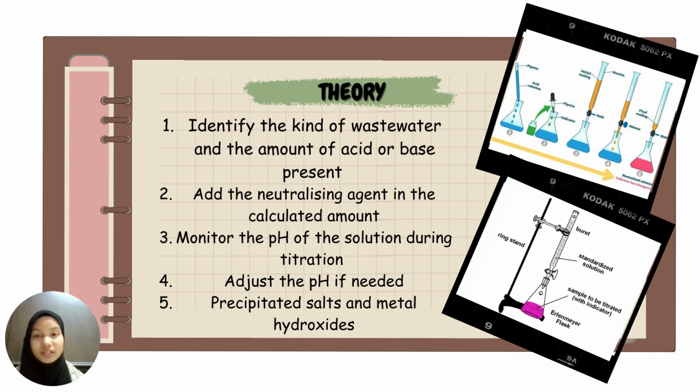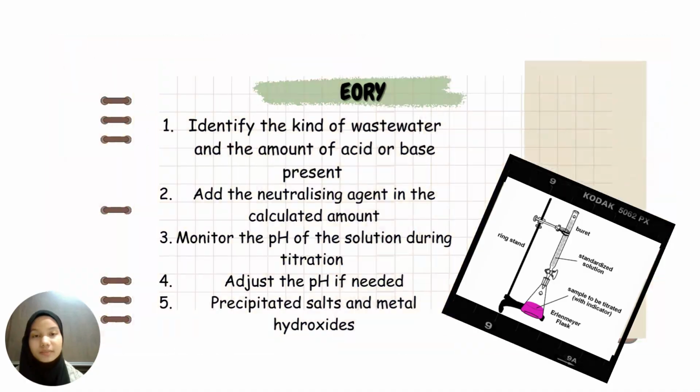And then, during the titration, the pH of the solution is closely monitored to determine the equivalence point where the acid and base are completely neutralized. The pH at this point will depend on the strength of the acid and base involved. If needed, additional neutralizing agent can be added to adjust the pH further into the desired neutral range. And then, after neutralization, any precipitate such as metal hydroxide may need to be removed from the water through filtration before the treated water can be safely discharged.